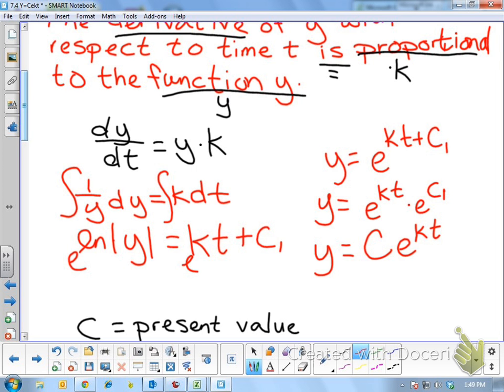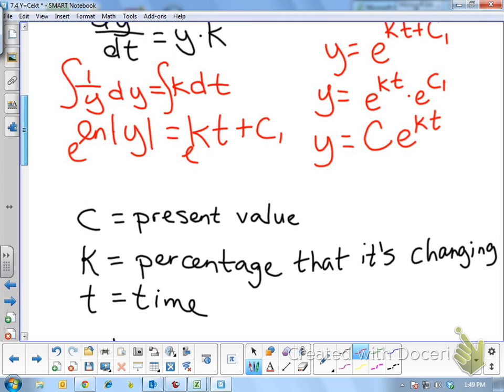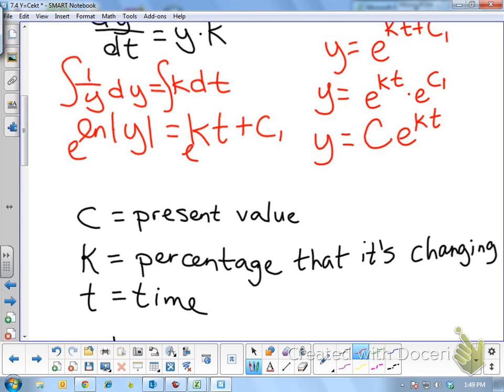I always thought it was cool that I can now find this formula and not just know, hey, this is the formula I use. We can actually get where that comes from. So we need to know what all of these mean. Y is your final value. C is your present value. K is the percentage that it's changing by. And T is time. We could also use this for radioactive decay.